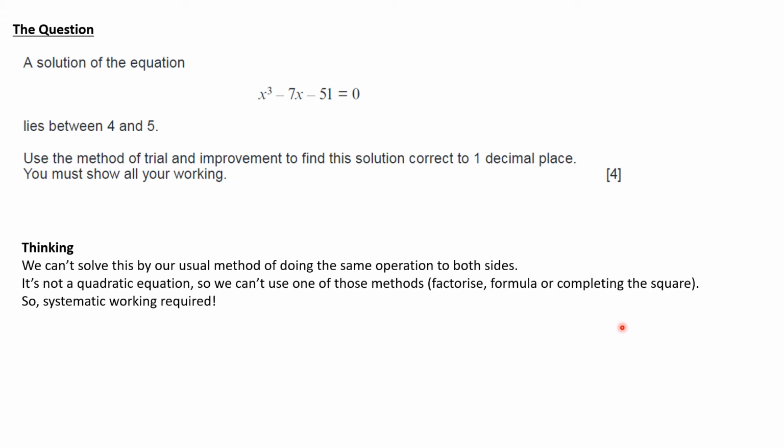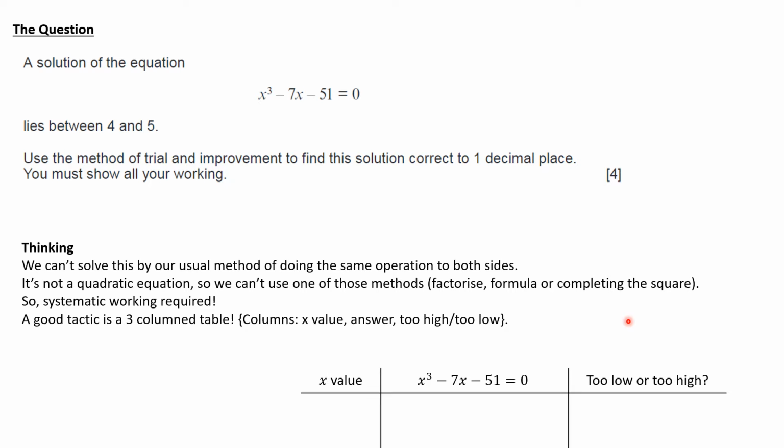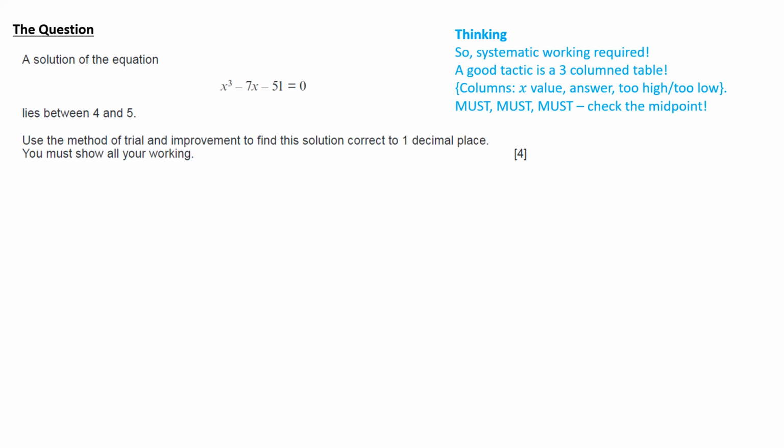So what we've got to rely on is some systematic working, and to do that it's a really good idea to use a little table. We have 3 columns in our table. We have the x value, we have our working out where we work out our values and what we're aiming for, and we make a little note so the examiner can see whether our answer is too high or too low. And then our final step is we must check the midpoint, and I'll show you what I mean as we go through. So let's crack on and do this question, and we'll see how we go.